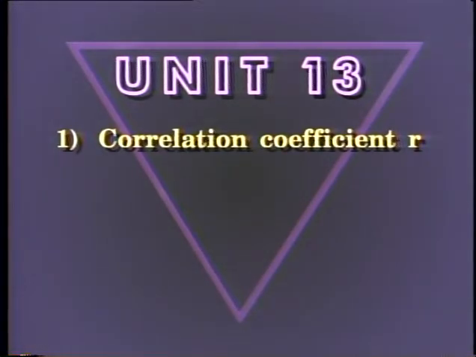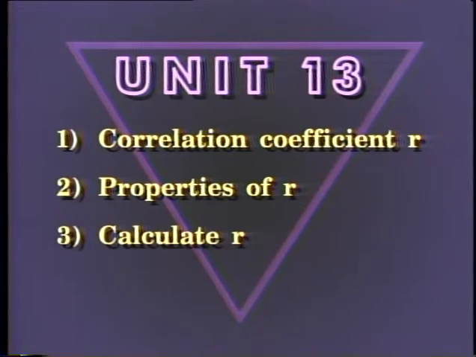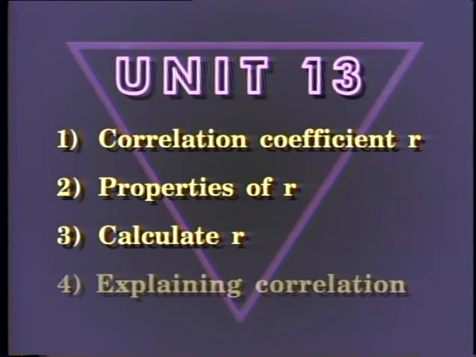In this unit, we'll learn to measure correlation with a number, the correlation coefficient R. R is a statistical measure of the strength of the straight line relationship between two quantitative variables. We'll learn some facts about R that help us understand correlation. We'll learn to calculate R from data. And we'll see that explaining a correlation can be controversial. Observing a correlation does not tell us why it is there.